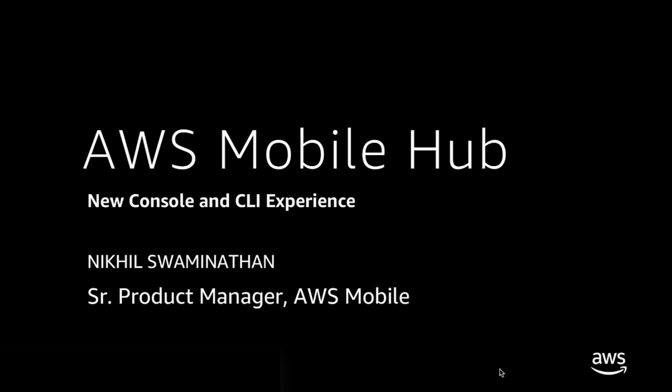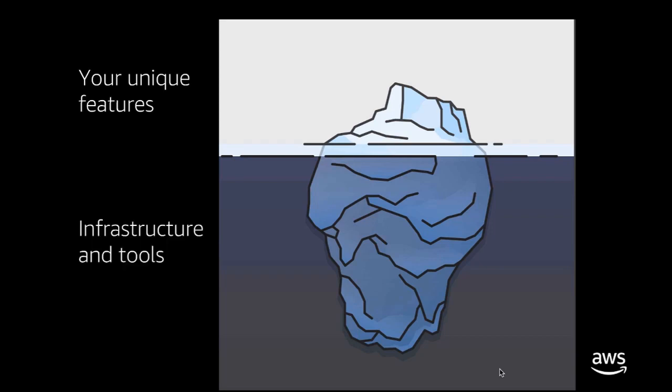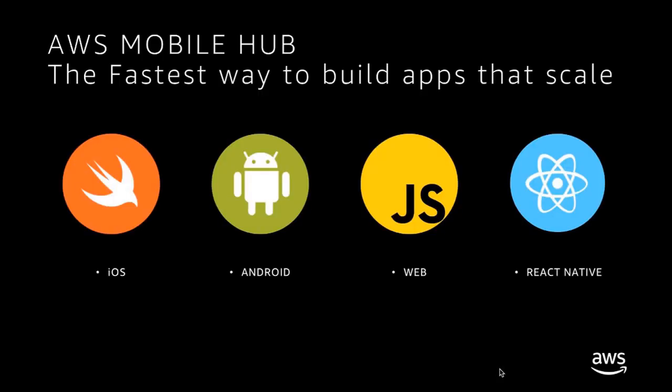So the way we built Mobile Hub is the way we do anything at AWS. We started with the customer. Talking to customers, we realized that a lot of mobile developers only spend a small amount of their time working on unique features for their app and spend a lot of time managing infrastructure and tools. That's kind of what we wanted to change. So we built Mobile Hub, the fastest way to build apps that scale.